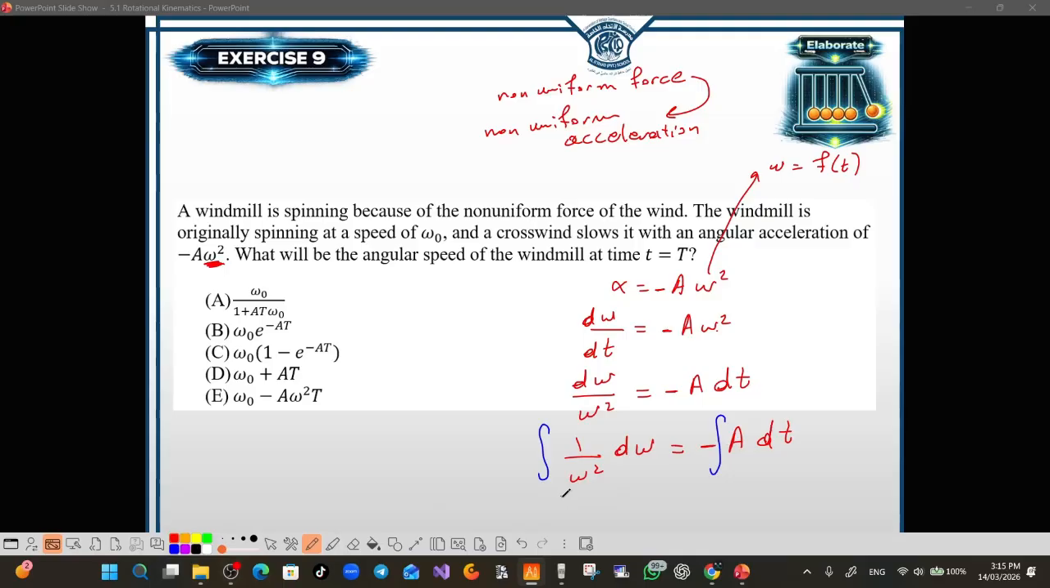Now, the boundaries of the integration on the right-hand side, the variable is t, and we integrate the motion from 0 time to the capital T. So from 0 to capital T. Now, here, the variable is omega. The initial conditions of omega are we started from omega 0, and we end with the final omega, omega final. So the integration will be from omega 0 to omega.